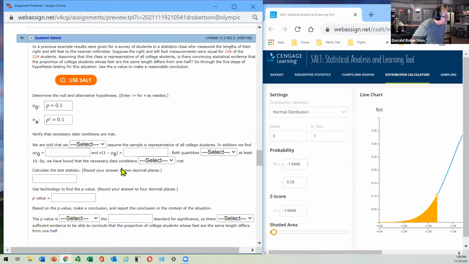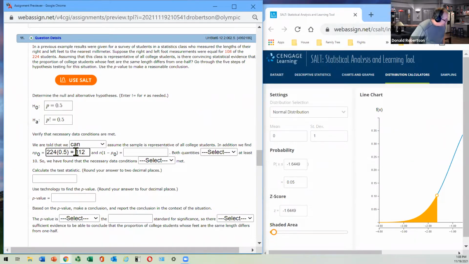Now it says verify that the necessary conditions are met. So we are told that we can assume that the sample represents all college students, and that was up here somewhere. In addition, we can find n p0, where n is the sample size, which is 224, and p0 is a half. So if you do 224 times p0, you get a number that is bigger than 10. In fact, you get the number 112, I believe.